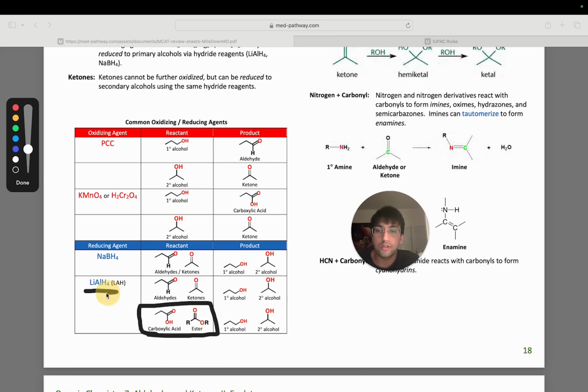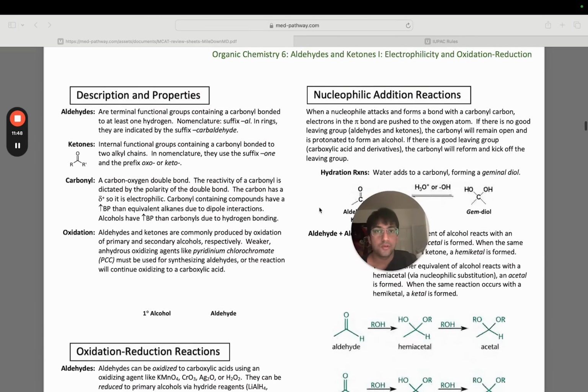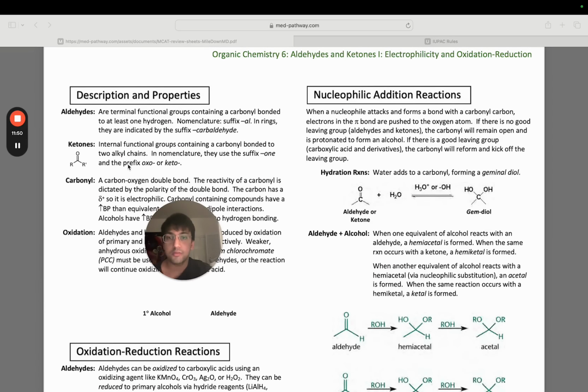So I would use this lithium aluminum hydride, LAH, it's called, to convert those into primary and secondary alcohols. But this one won't do the same thing. All right, so we've gone through a lot of high yield things right there. Let's keep going. Nucleophilic addition reactions.